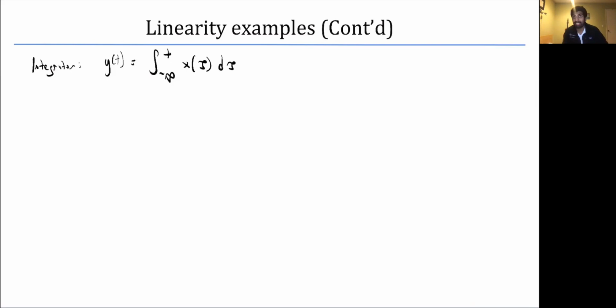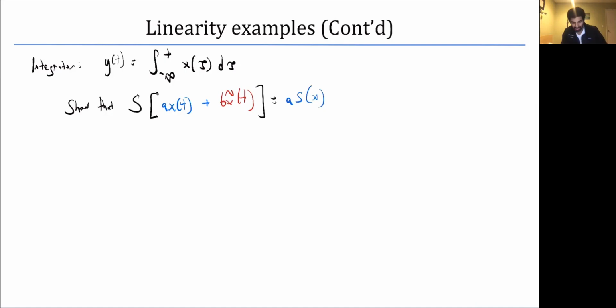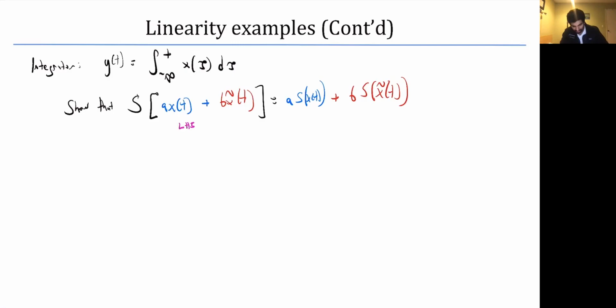In this particular case, if we want to prove that the system is linear, we apply the exact same ideas that we've spoken about. So we want to show that S of a x of t plus b x tilde of t is equal to a S of x plus b S of x tilde of t. Once again, we have a left-hand side and a right-hand side, and we want to show that they are equal. Maybe we might start with the left-hand side.